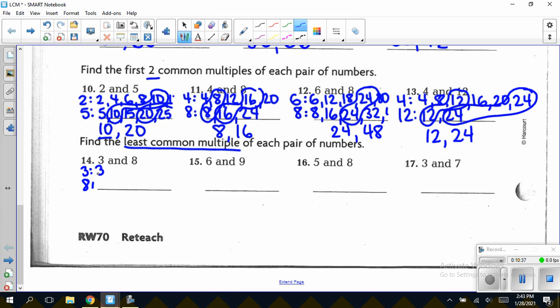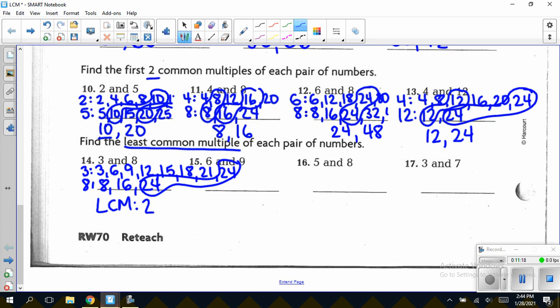So for 3, I have 3, 6, 9, 12, 15, 18, 21, 24. Counting by 8s, I have 8, 16, 24. So I did have to count out for 3s a little bit higher than the 6 that we had from the first questions that we did. But for the 8s, I only had to count out to the third number. And then I was able to find my LCM of 24.